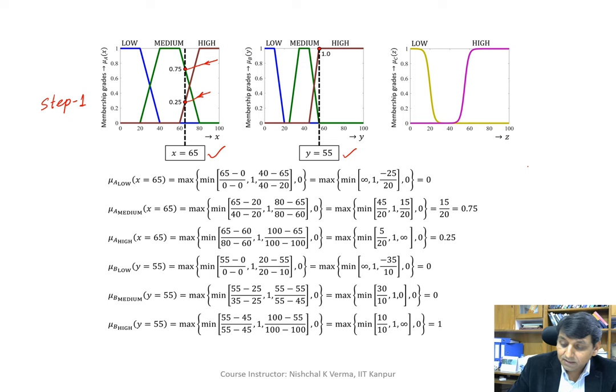I can write here x and y, and I can write medium by m and high by h. So, the first combination is medium, high, and the next one is high, high, because x equal to 65 is cutting the high fuzzy set also. So, we are getting two combinations. Now, corresponding to these two combinations, what will be my output, that is z? This we can find by the rules that are given.